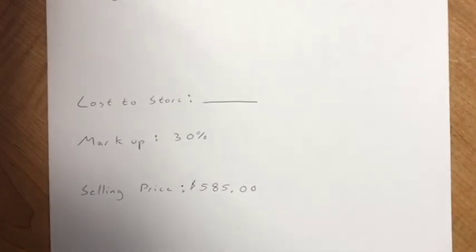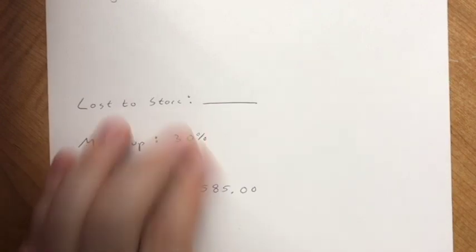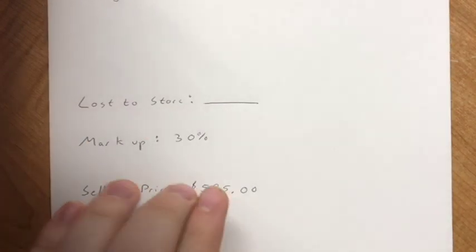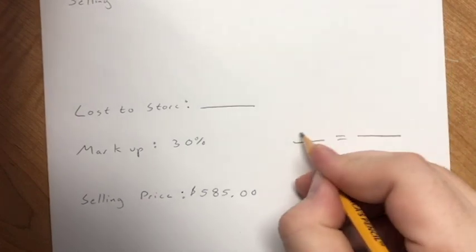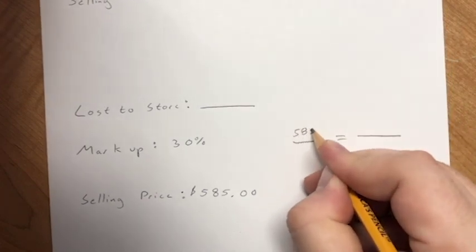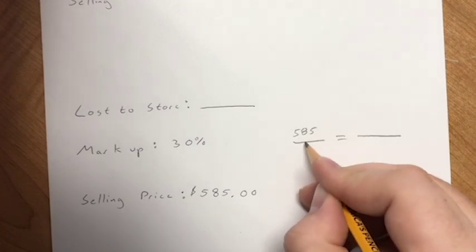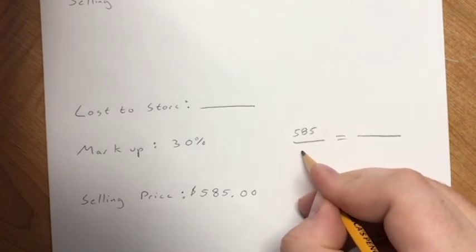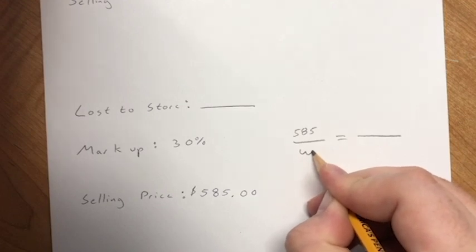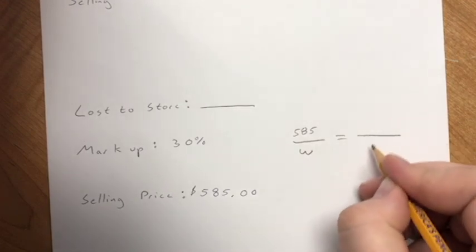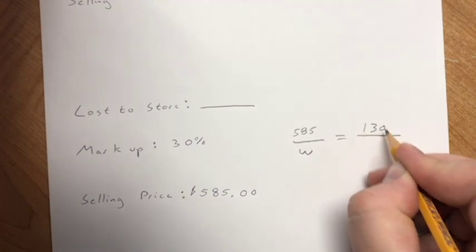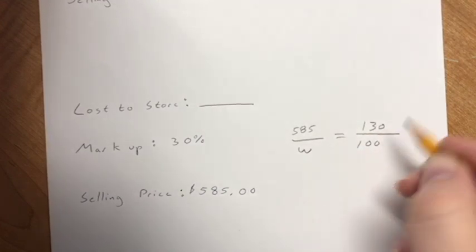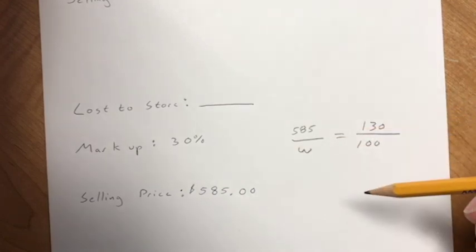I'm going to do this last one with you. All right, so again, we're trying to find the cost to the store, knowing the selling price and the markup. Their selling price is $585. Their cost to the store, we don't know, but we do know that their real percentage is 130, and this will be always over 100. Why 130? Because it's a markup.